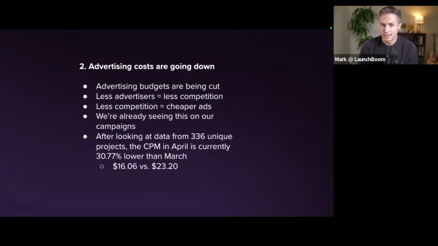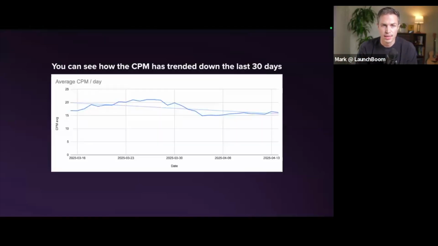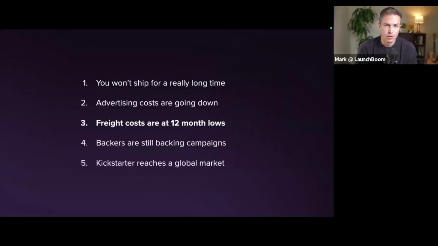It makes sense because people are already starting to pull back budgets because of the fear and uncertainty in the market. You can even see it visualized as a nice downtrend. This is very good. This is an opportunity to have advertising be cheaper.